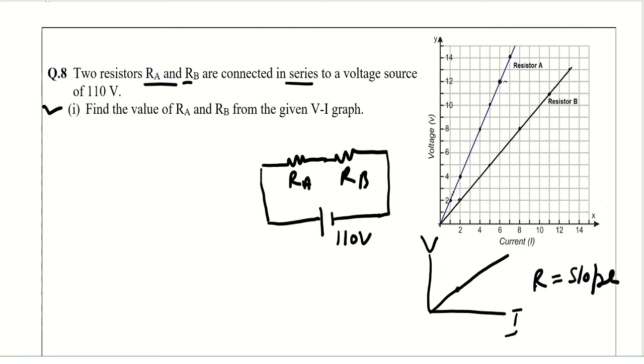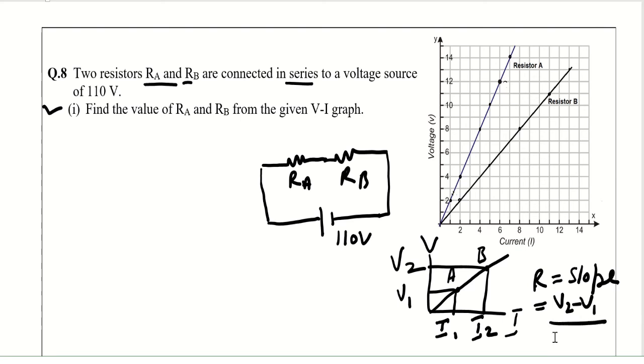Okay, so let's take this as point A, and here this is B, and you come down, so this is I1, and here this is I2, and here this is V1, and here this is V2. So the slope will be like this, with y up, so it is V2 minus V1 divided by I2 minus I1. This is the formula we have to use to find the value of RA and RB.